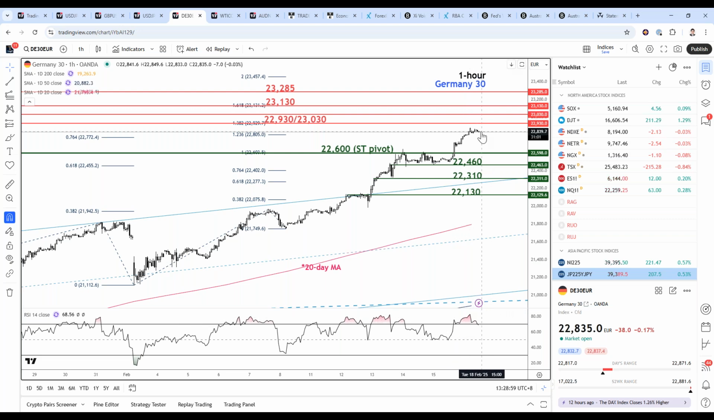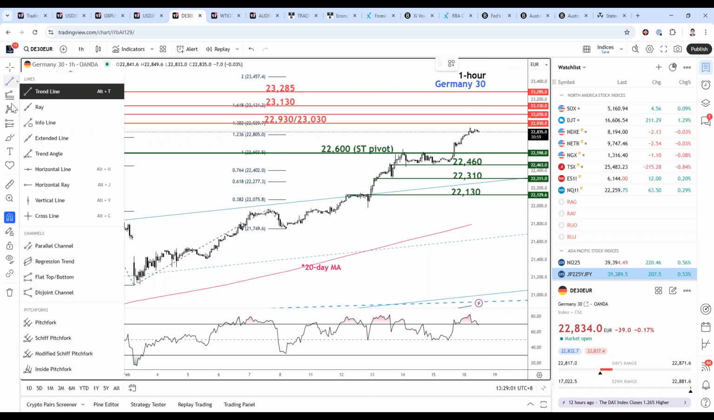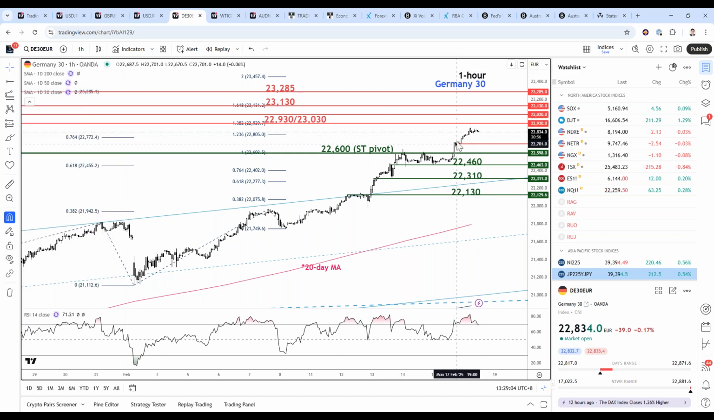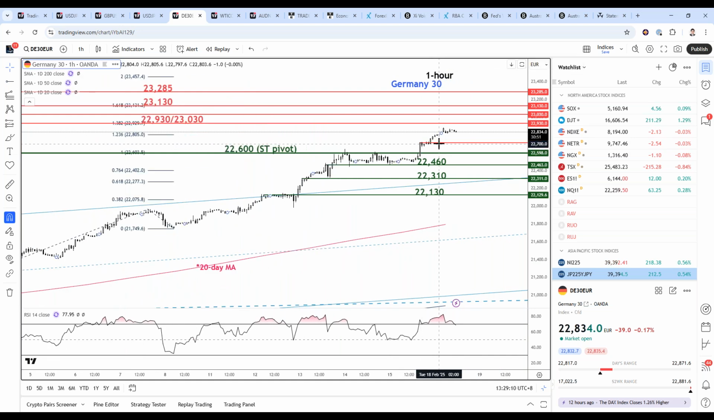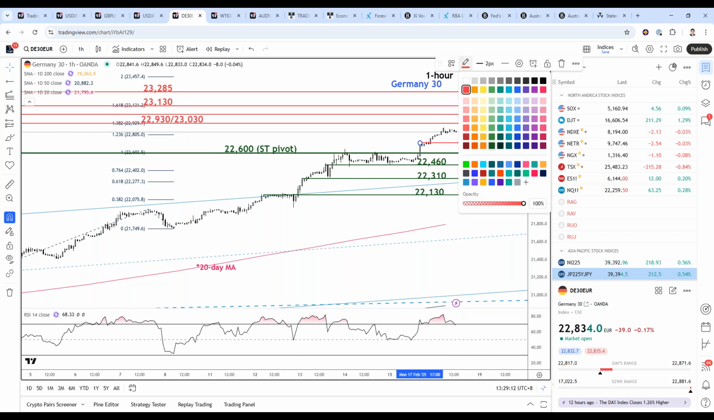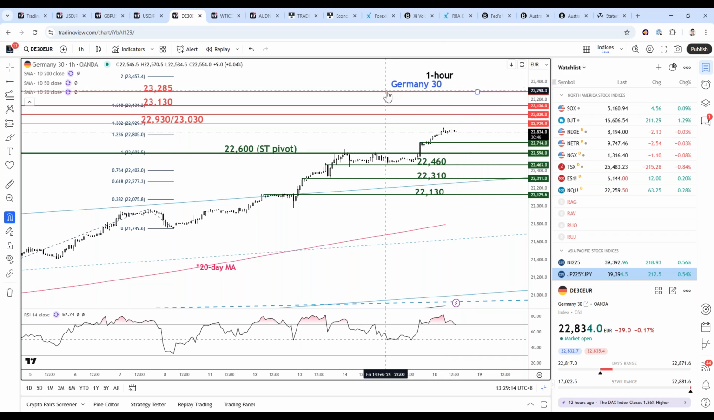There could be some form of a minor pullback taking shape during the start of the European session. So the first minor pullback support level will be here with this long bullish candle, now turned into a pullback support level, the pullback candle high at 22,710. As long as the pullback doesn't surpass below yesterday's range resistance breakout, now turned into a key pullback support area at 22,600. So 22,600 will be my short-term pivotal support level for today to flip back into an intraday bullish bias for the German 30.